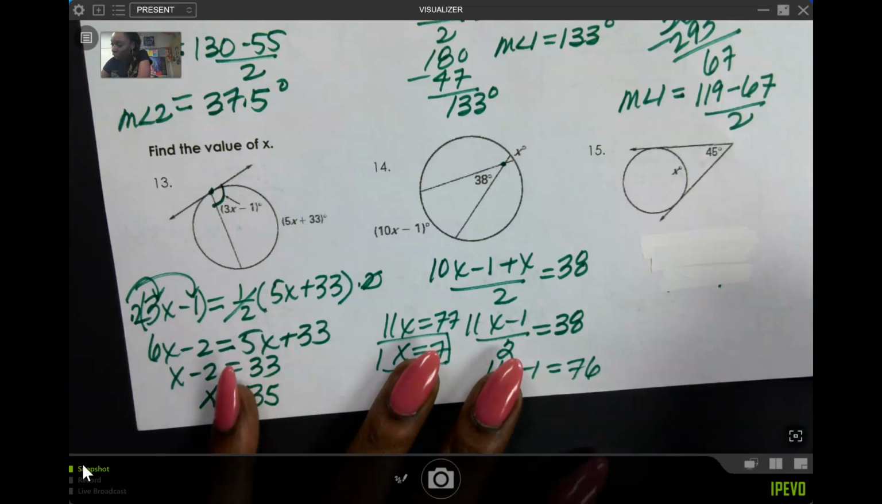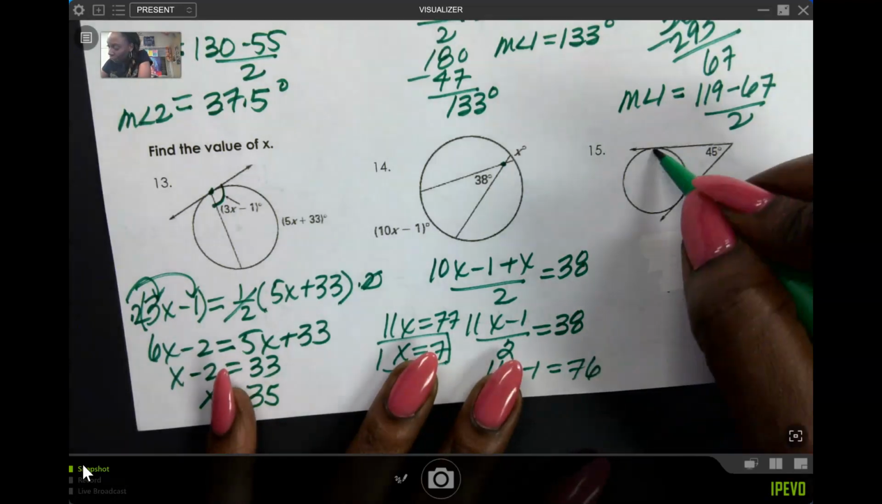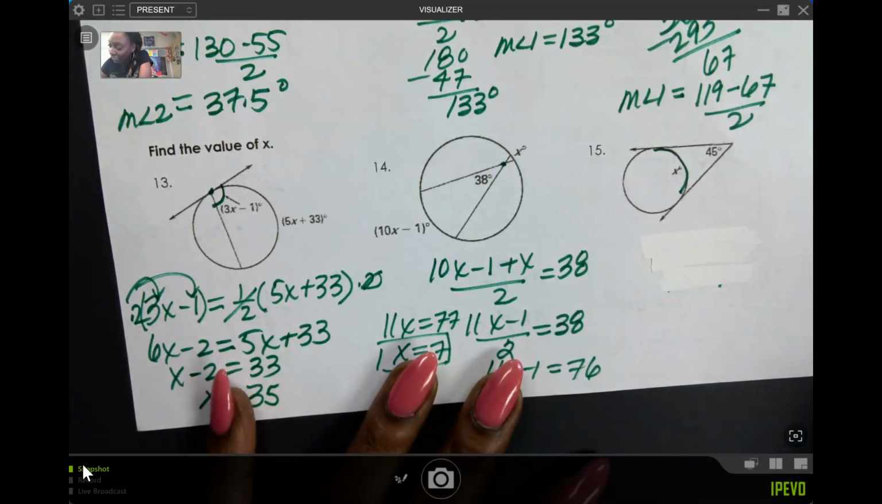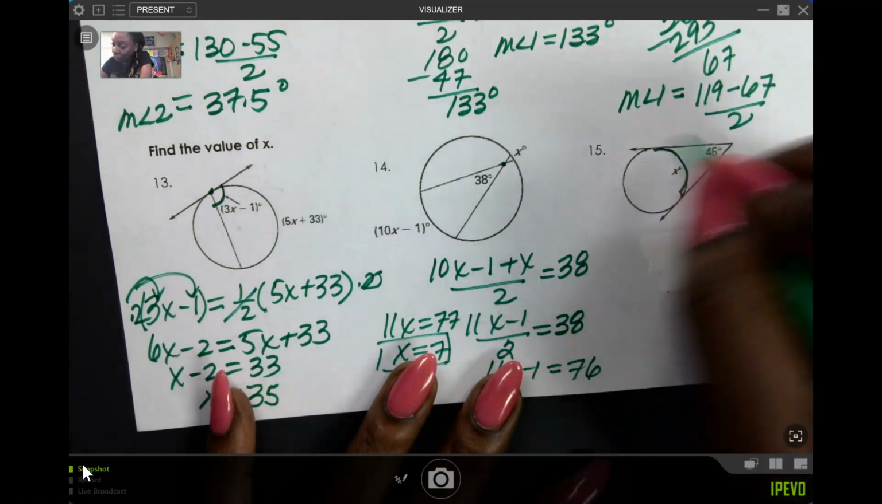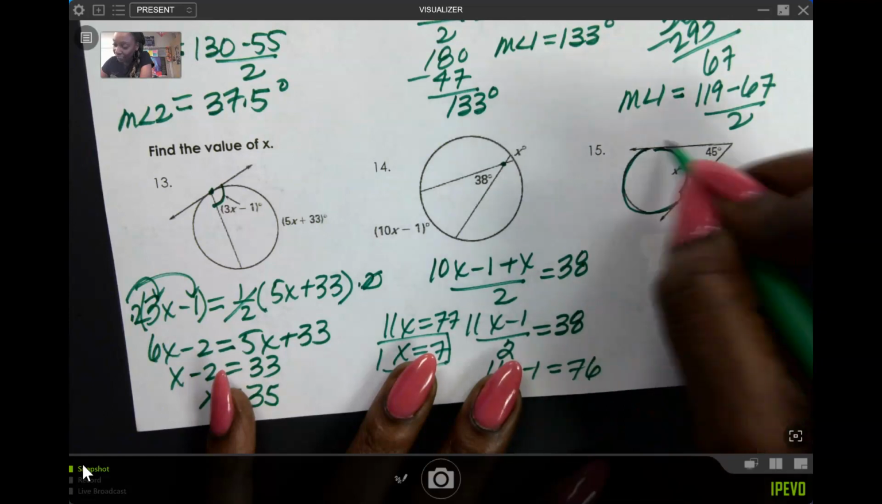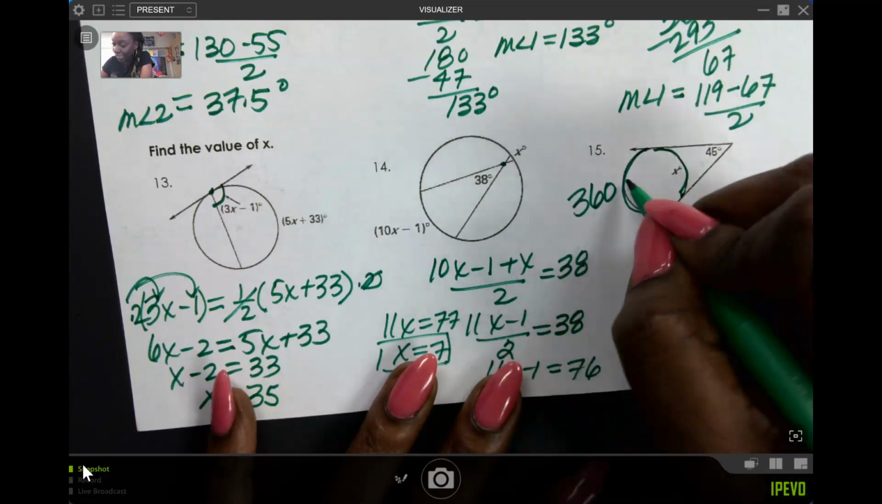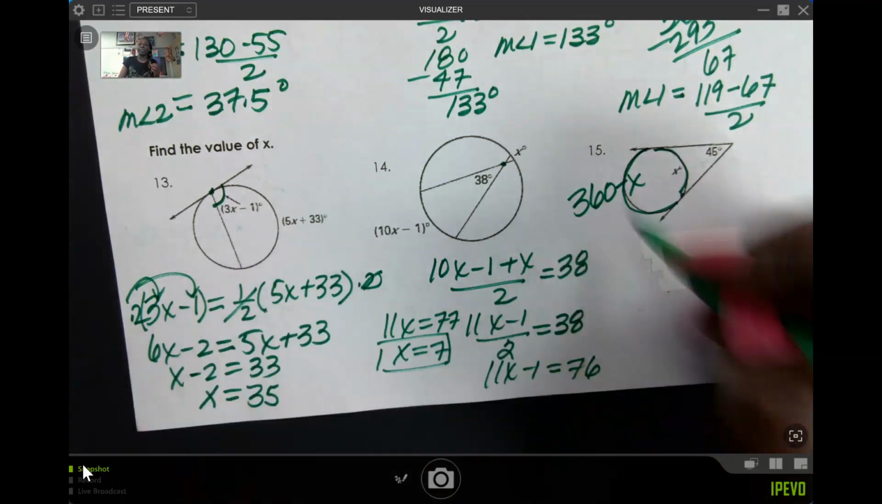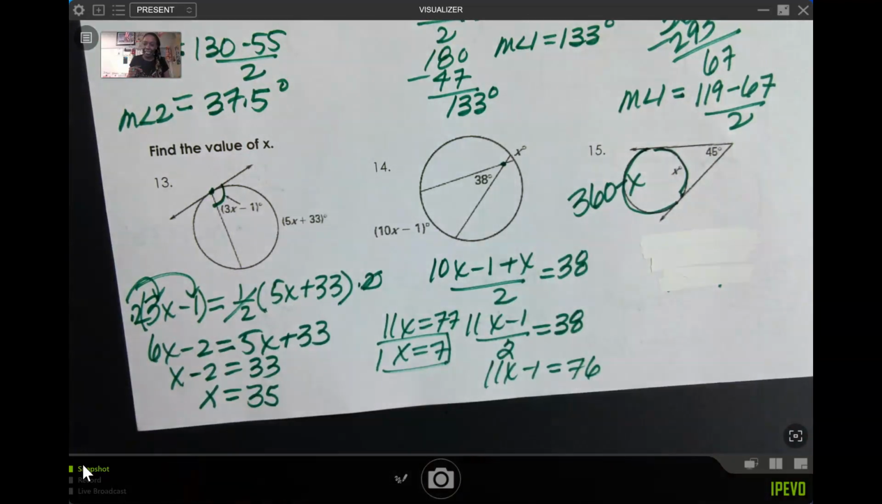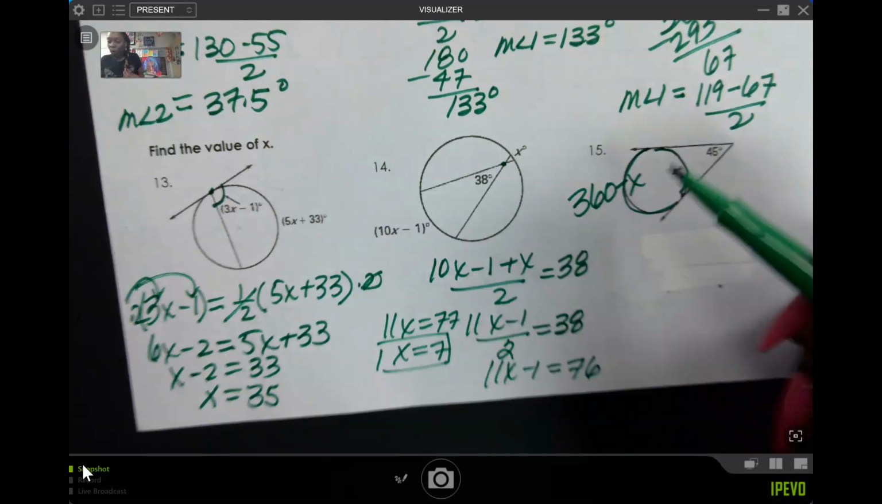One more, guys. So I'm trying to find this angle right here. This guy is x, and this is the rest of the circle minus x. 360 minus x is what this part is. If this part is x, the whole thing would be 360. I would take 360 minus x to get the top part of my angle.